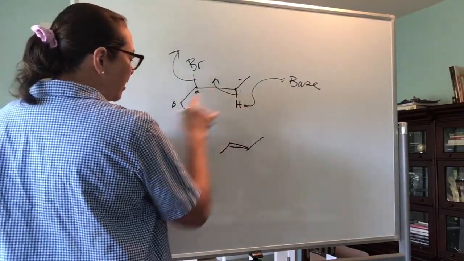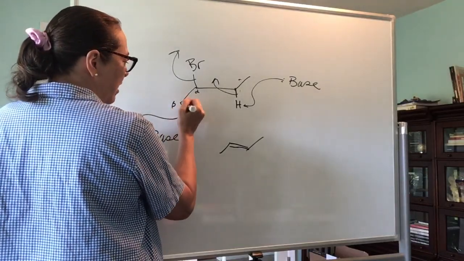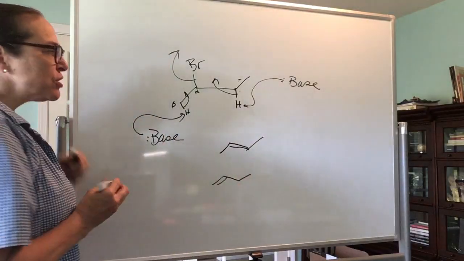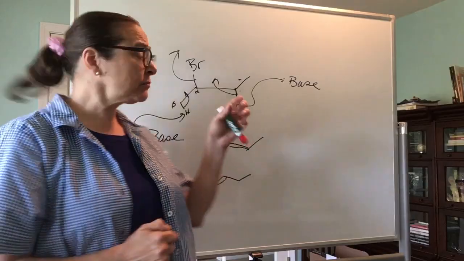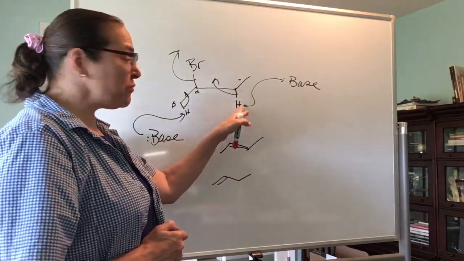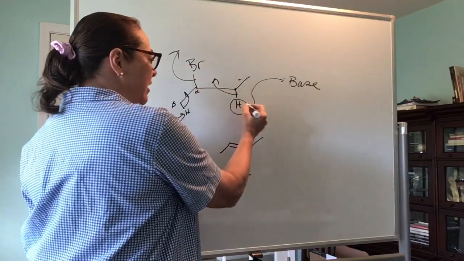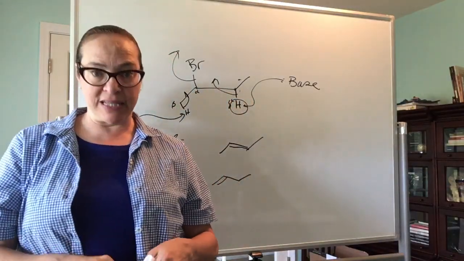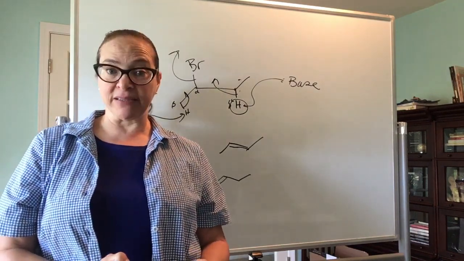In addition, I could do the same thing. I could grab a base here and I could pull this hydrogen and I could create this compound right there. So both of those compounds are possible based upon a base removing a hydrogen that is beta. So a hydrogen that is beta to a leaving group must be partially positive, and in fact it is. To take that hydrogen identifies you as a base.